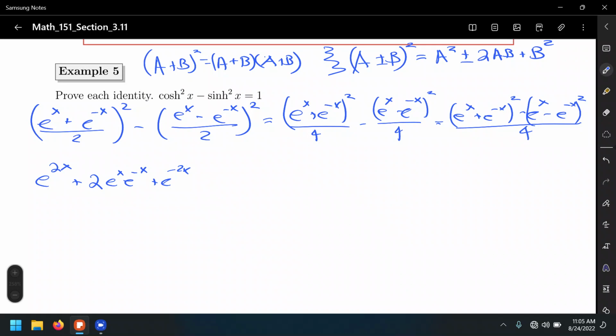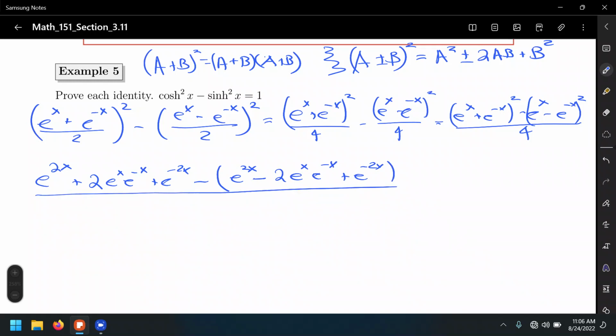And okay, not yet, minus parentheses, the same quantity, the same process, e to the 2x, minus, in this case, because we have a negative sign in between, 2 times e to the x, e to the negative x, plus e to the negative 2x. And the whole thing divided by 4. Okay?